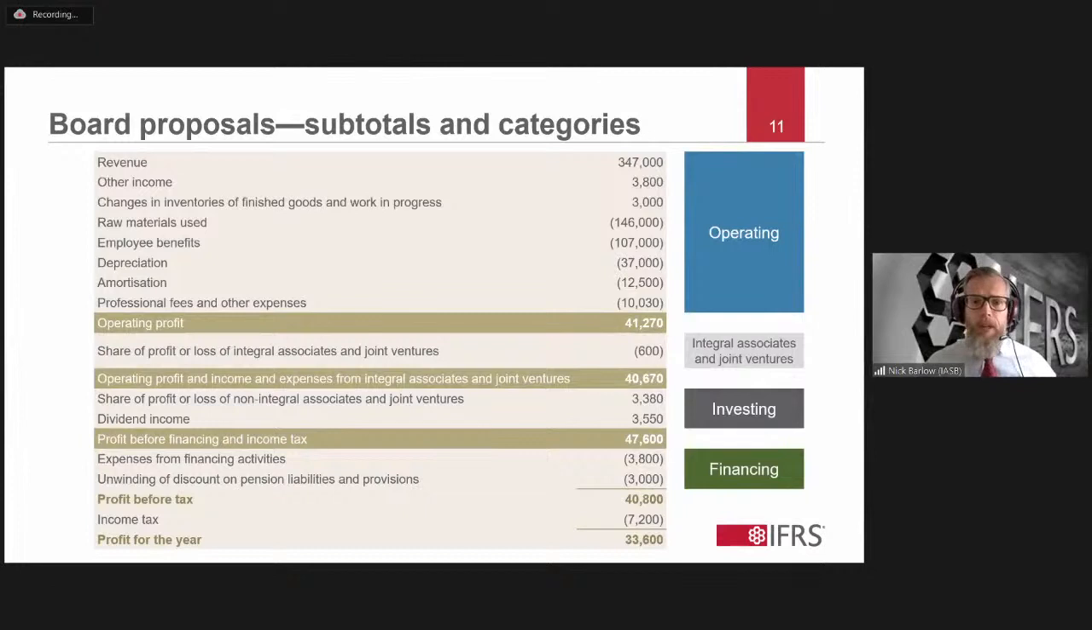For example, an acceptable presentation could alternatively be by function, where we would have cost of sales, administration, and potentially research and development. But this example is simply not showing that scenario.